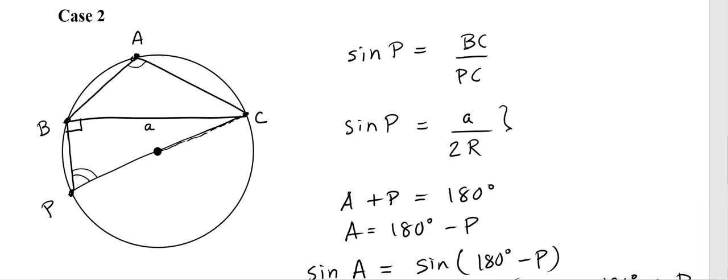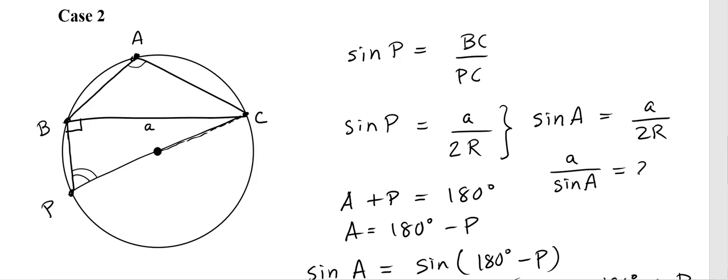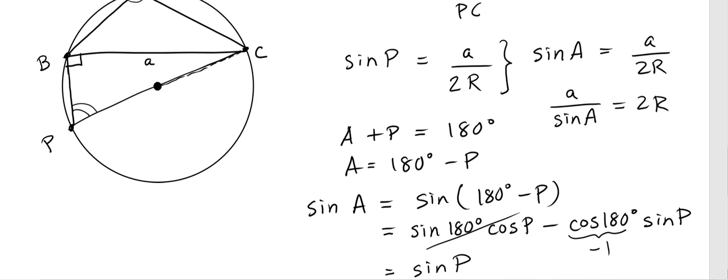So going back here, we see the sine of A is equal to a over 2r, or rearranging again, a over the sine of A is 2r, just like in the last case. And there's nothing special about angle A. You can make a similar argument for angles B and C. So that establishes the extended law of sines in that case.